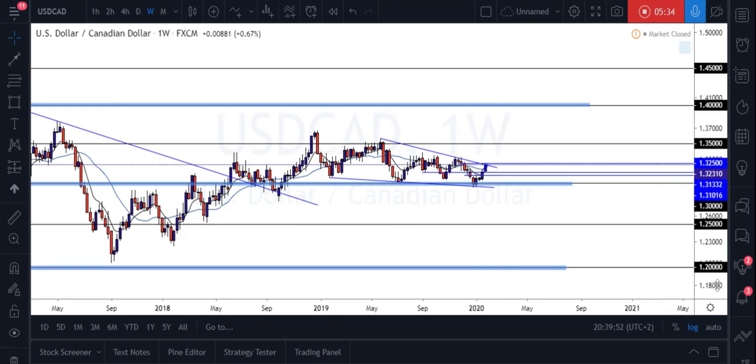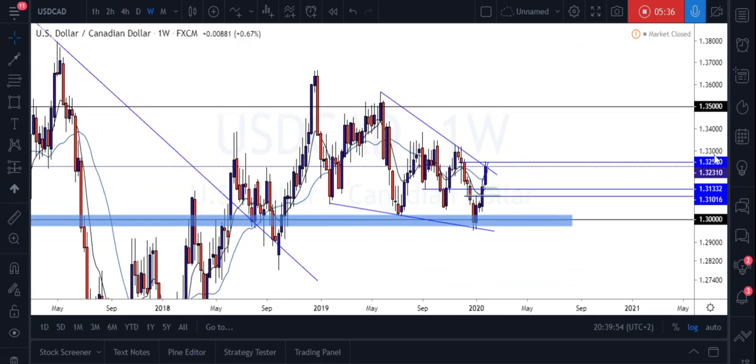Going down to the weekly chart, I can see much clearer the consolidation box. This would be our first move down.